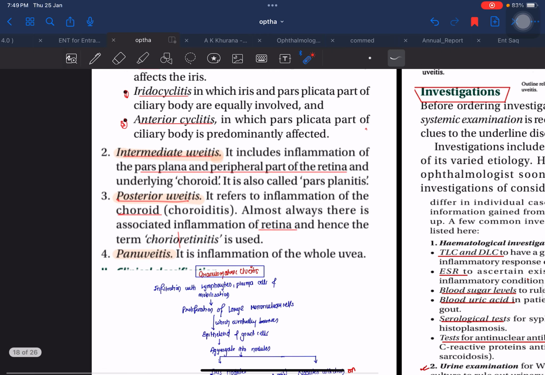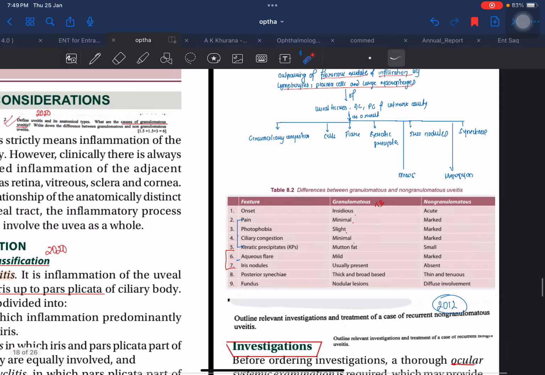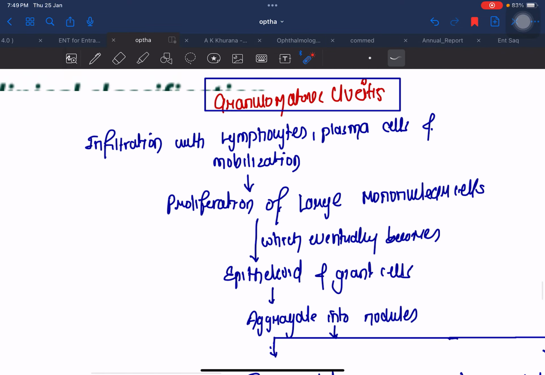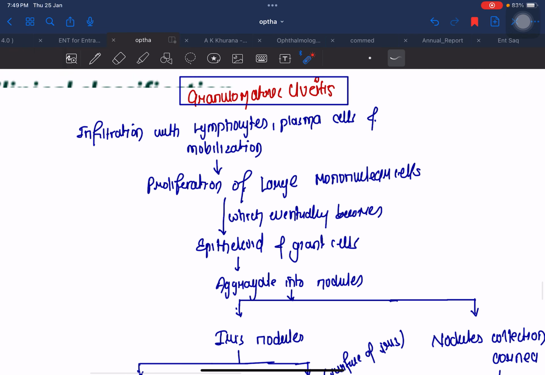Now talking about granulomatous uveitis and non-granulomatous uveitis. What is granulomatous uveitis? It occurs because of infiltration of lymphocytes and plasma cells, and their mobilization. As there will be infiltration of lymphocytes and plasma cells and their mobilization, what will happen is that there will be a proliferation of large mononuclear cells.